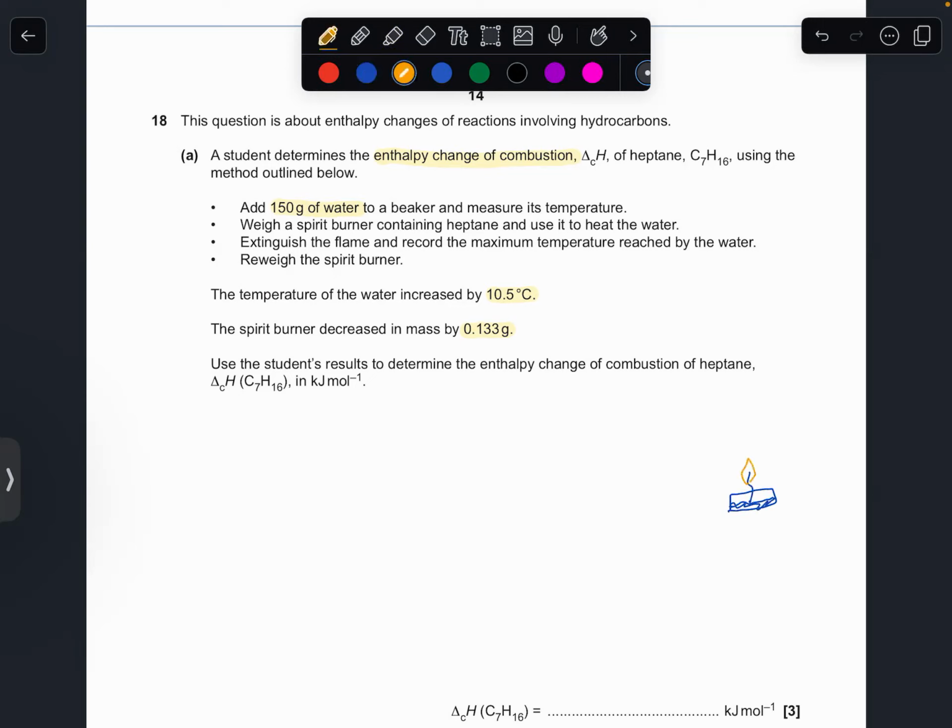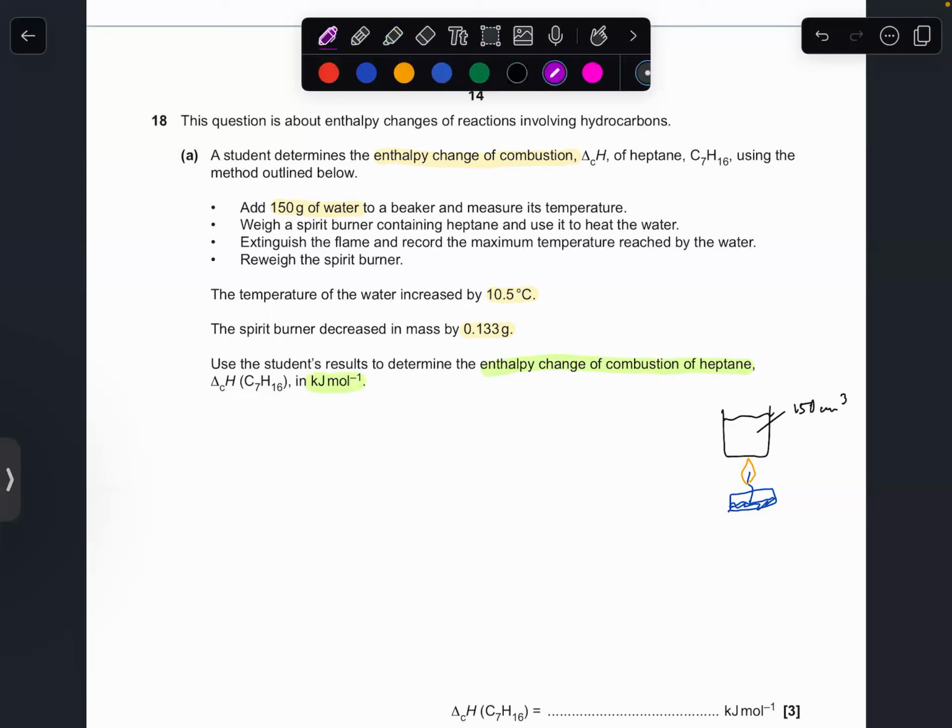You're lighting it, and it's heating a container of water. You've got 150 centimeters cubed of this water here, and you've got heptane burning. You're measuring the temperature change, which is increased by 10.5 degrees. And what we're trying to do is determine the enthalpy change of combustion of heptane, and the units are kilojoules per mole.